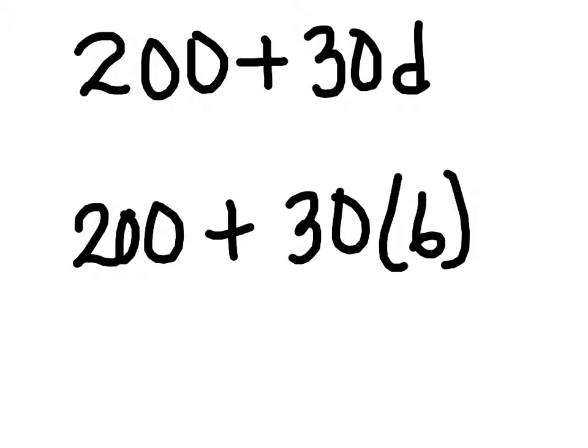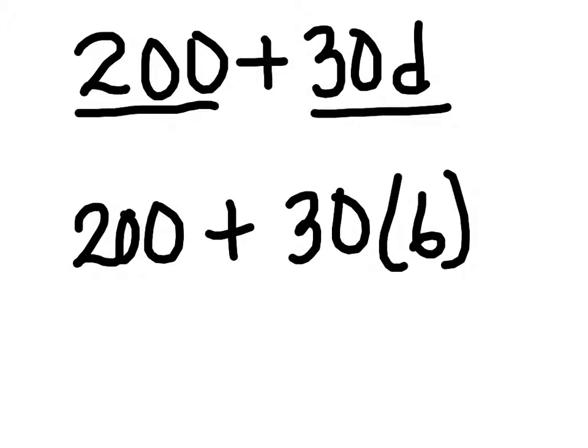That's an expression. And it has two terms in it. It has 200 and the 30D. The 200 is a constant. The 30 times D, the 30 is your coefficient, and the D is your variable. And then they solved it.